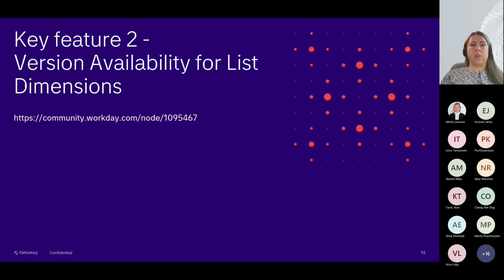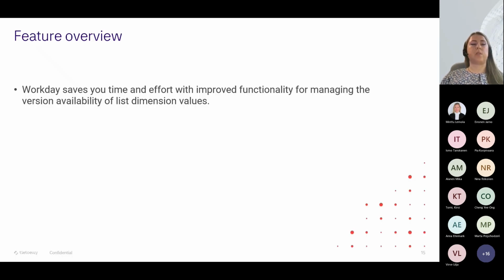Now we can go on with key feature number 2, version availability for list dimensions. Workday saves you time and effort with improved functionality for managing the version availability using the Excel-based template import. This enhancement will make it much easier to manage availability statuses for your dimension values.